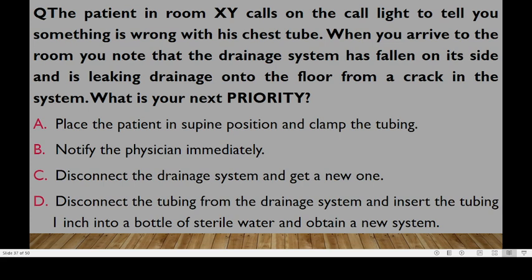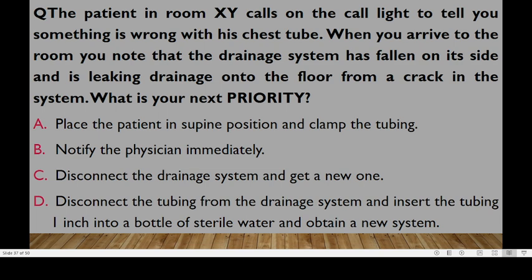So the patient in room XY calls on the call light to tell you something is wrong with the chest tube. When you arrive in the room, you find that the drainage system has fallen on its side and is leaking drainage onto the floor from a crack in the system. What is your next priority? Place the patient in supine and clamp the tubing. Notify the physician immediately. You have not done anything, remember. Disconnect the drainage system and get a new one.